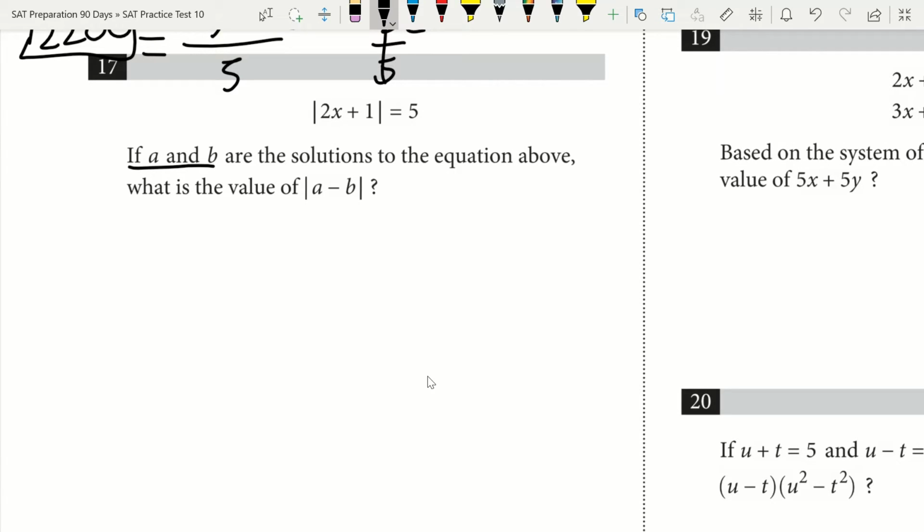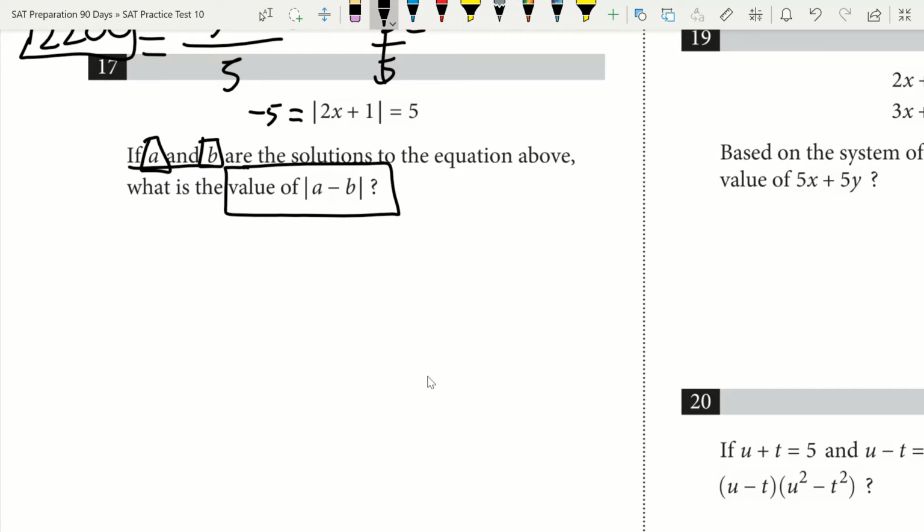We've got if A and B are the solutions to the equation above, what's the value of A minus B? So key thing here, paying attention to the end of our question. Once again, we can't answer with the value of A, and we can't answer with the value of B. We have to answer with the value of the absolute value of A minus B. So paying attention to what you have to answer with, otherwise you're going to get this wrong. So what we're going to do here, we have 2x plus 1 in absolute value bars equals 5. In order to solve this, we also have to set it equal to negative 5.